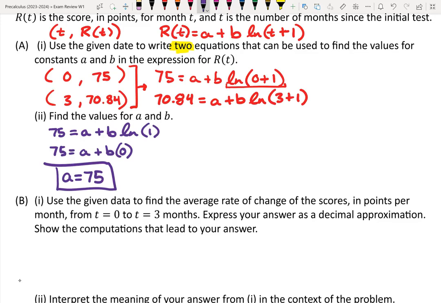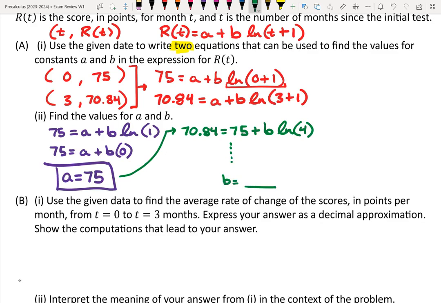Always. Now, using that, in the second equation, 70.84, we now know that a is 75. We are now going to solve for our b value. That's natural log of 4. I want you to see if you can find your b value now.